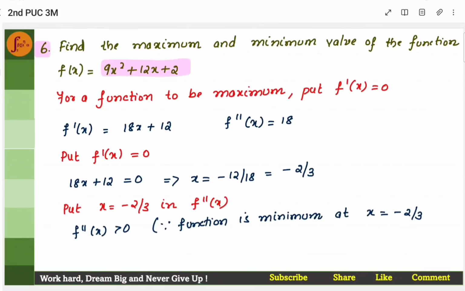Find the maximum and minimum value of the function. This is the function. Now, if you have to find the maximum and minimum, you will have to find the double derivative. Based on the value of the double derivative, you will know if it is maximum or minimum. If the double derivative is greater than 0, then it is minimum. If it is less than 0, then it is maximum.